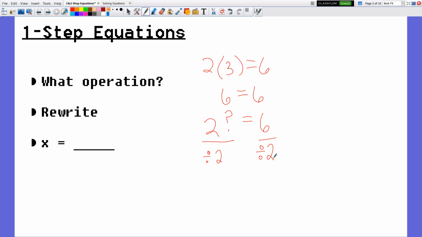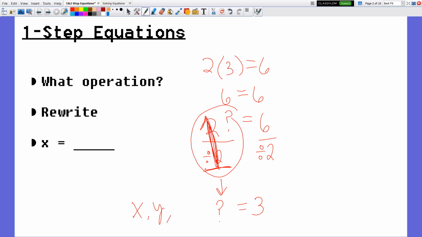Whenever we take half of something we multiplied by 2, it goes back to itself, which is why this is a big 1, 1 times whatever we were doing. So this all comes down, and we're left with, look at that, a single question mark. 1 question mark equals 6 divided by 2 equals 3. The only difference in using a question mark versus a letter to represent what we're missing is that it can be any letter you want, and it's called a variable. So x, y, z, etc.